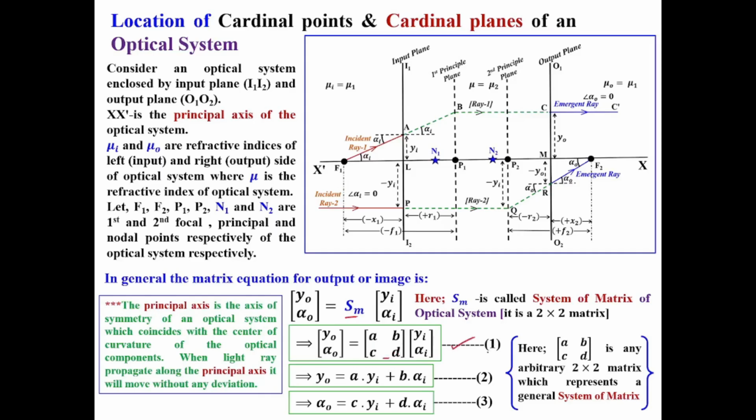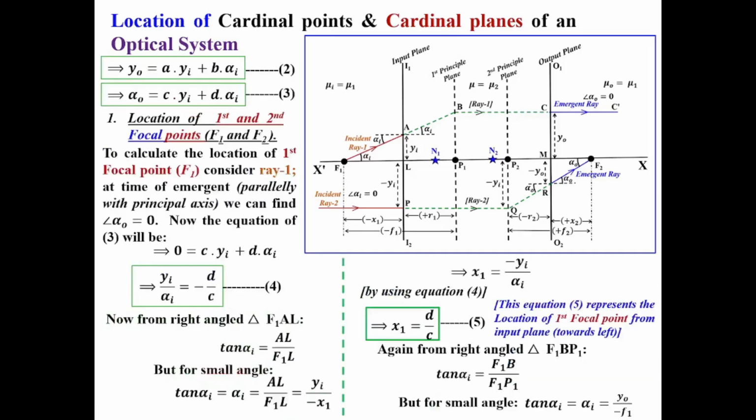Now we are going to write this in equation format. Equation number 1 written in matrix format gives two equations. Y O will be equal to A into Y I plus B into alpha I, that is equation number 2. Then alpha O will be equal to C into Y I plus D into alpha I, that is equation number 3. Here again I have written these two equations in this slide.